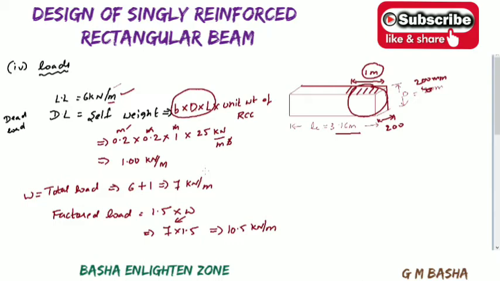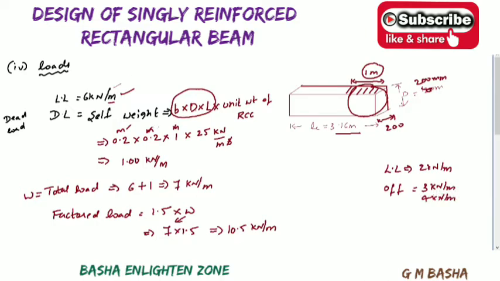If the question gives loads, please consider those here; otherwise, just take the dead load. Sometimes the live load is not mentioned in the question. At that time, for residential purposes, the live load will be taken as 2 kN per meter, for office purposes 3 kN per meter, or 4 kN per meter and above. According to the code, you can consider that.